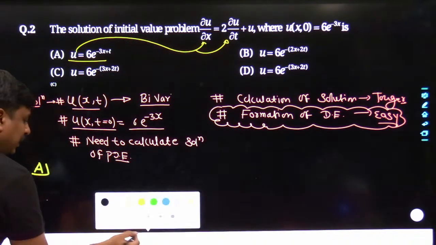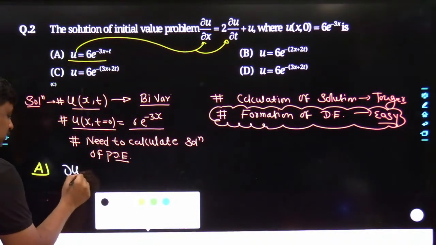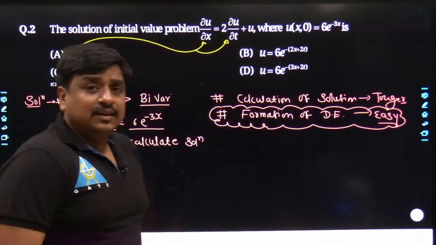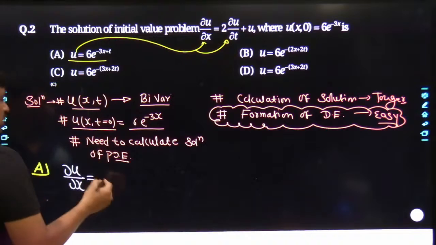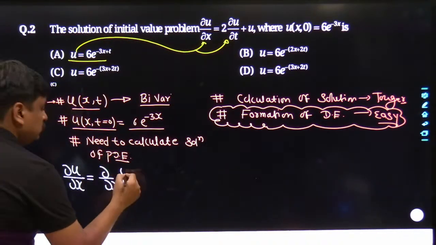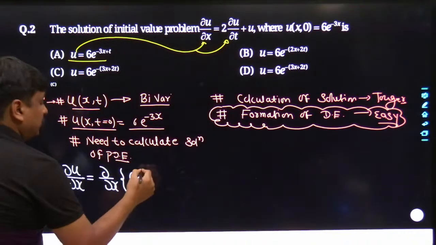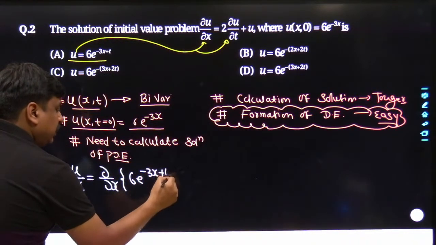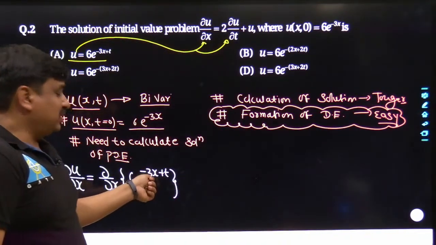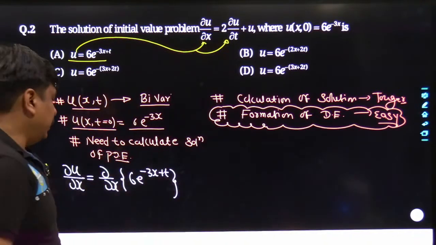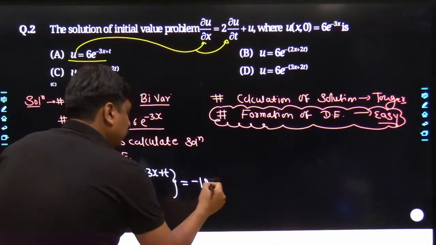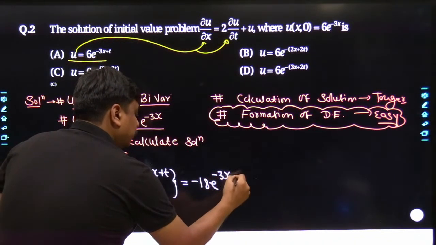At the very beginning, let me calculate the value of ∂u/∂x. That means we partially differentiate u with respect to x, and there t has to be taken as constant. So it becomes ∂/∂x of the function u, that's 6e^(-3x+t). Once you differentiate it, obviously minus 3 would come out, t would be treated as constant. So the result is simply minus 18e^(-3x+t).